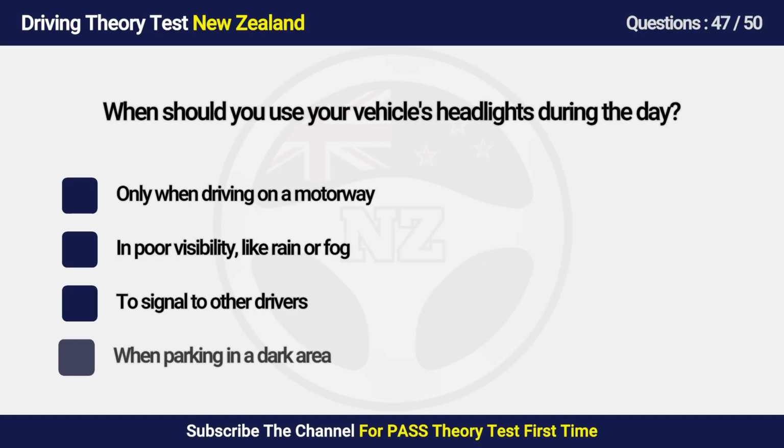Question 47. When should you use your vehicle's headlights during the day? A. Only when driving on a motorway. B. In poor visibility like rain or fog. C. To signal to other drivers. D. When parking in a dark area.